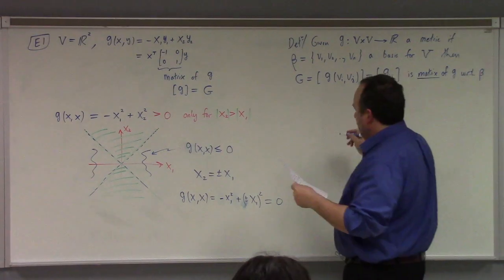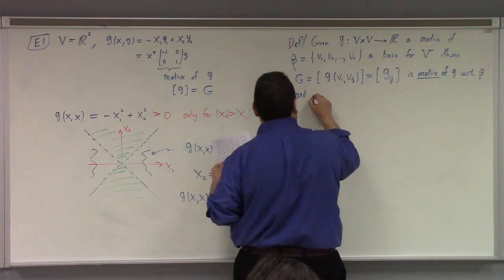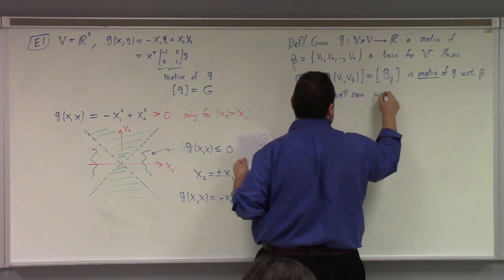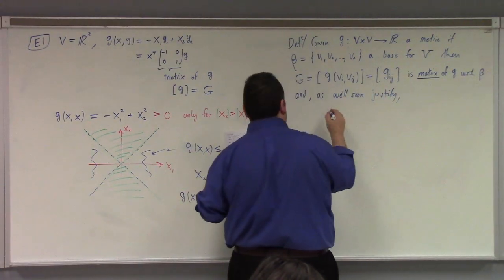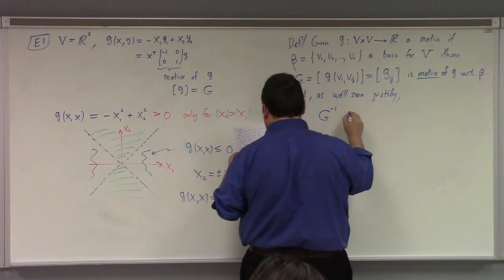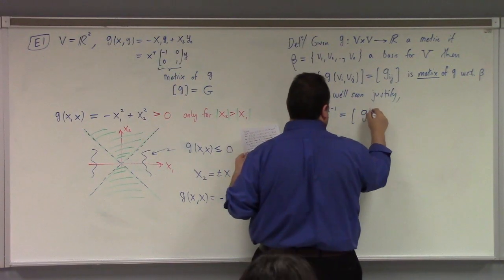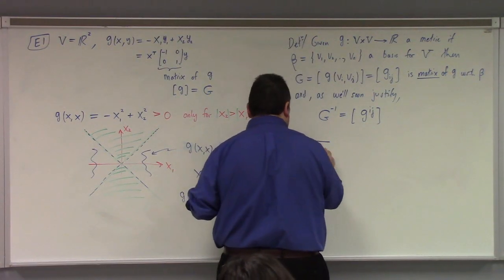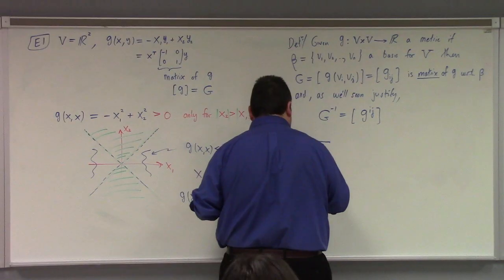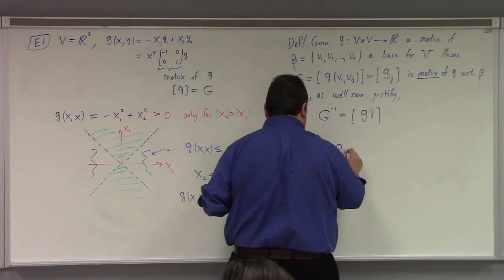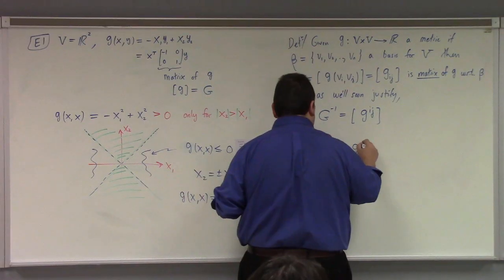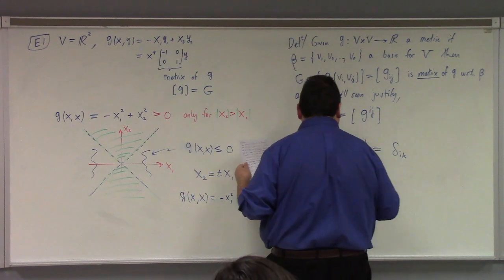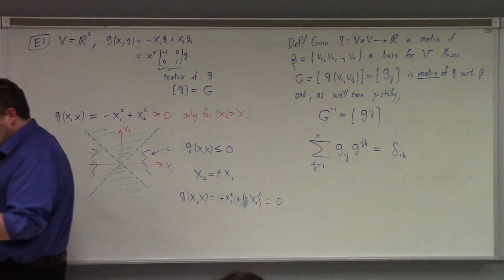As we'll soon justify, G inverse exists, and we will denote it by G upper ij, where in particular we have this formula: the sum over j from 1 to n of G lower ij contracted against G upper jk is equal to the Kronecker delta ik. In other words, they're inverses.